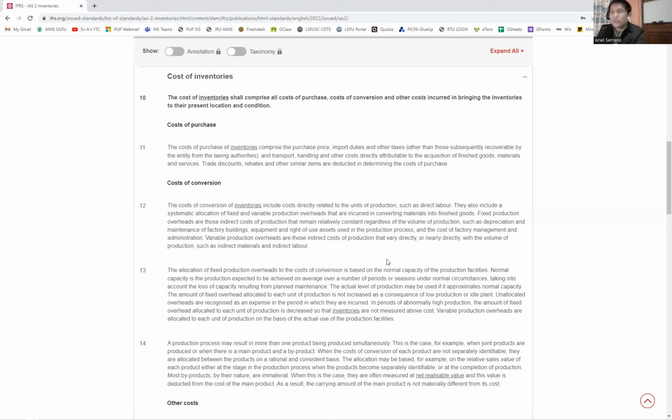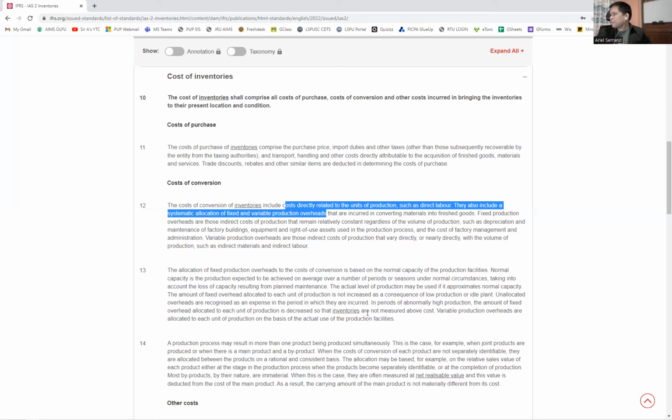Direct labor and manufacturing overhead. So yun po ang tinutukoy ng ating cost of conversion. Include costs directly related to the units of production such as direct labor. And it also includes a systematic allocation of fixed and variable overhead. So yung manner of computing for the conversion cost, it has been discussed or it will be discussed in a cost accounting subject. Okay? So yun po yung tinutukoy nitong mga paragraphs na ito.